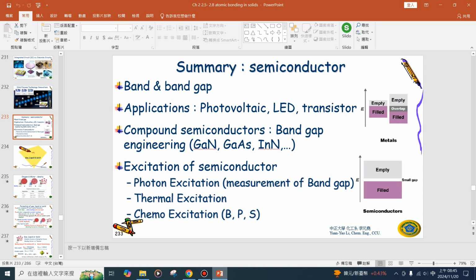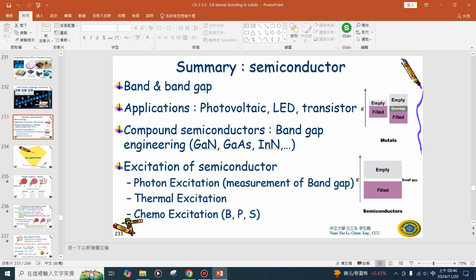So, as usual, let's recall what we have learned last week. Last week, we talked about semiconductors, right? We first realized the difference between metal and semiconductor is that semiconductor has a band gap, okay, and metal has no band gap. That's why metal has very good electrical conductivity.